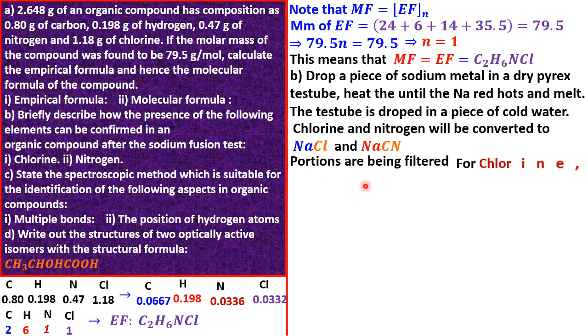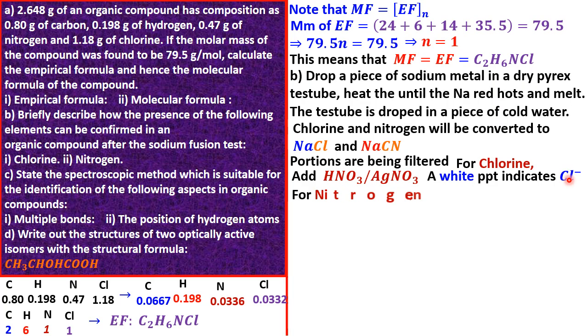We are going to filter portions, and for the case of chlorine, we are going to add nitric acid followed by silver nitrate. The nitric acid is simply to neutralize any impurity present, such that when we add silver nitrate, which is used to test for halide ions, if chlorine was present we are going to see a white precipitate, which indicates the presence of chloride ions.